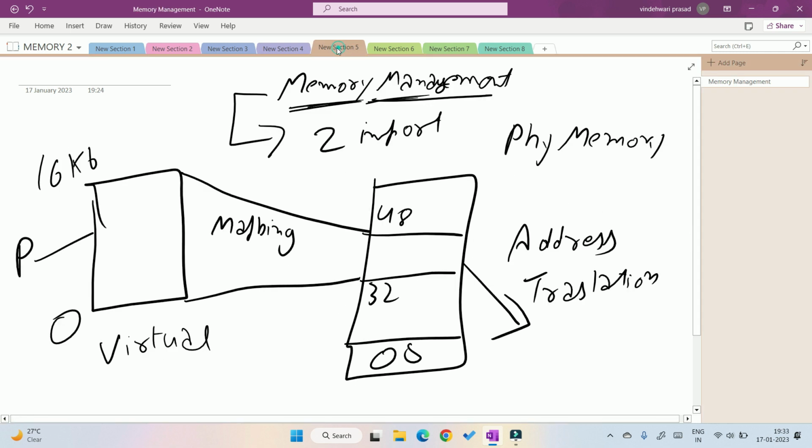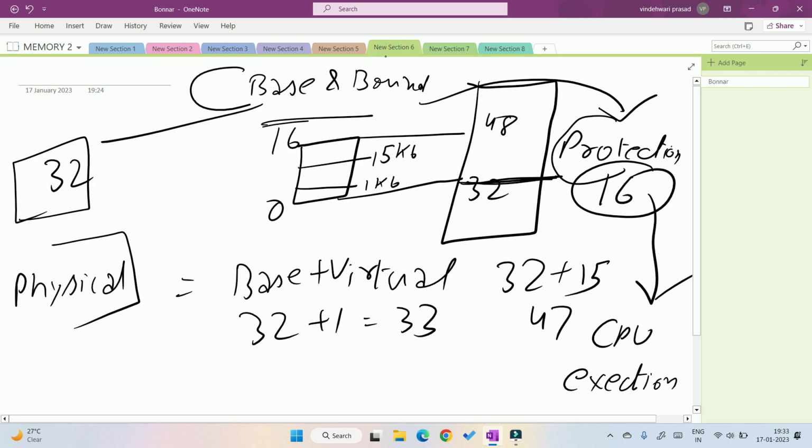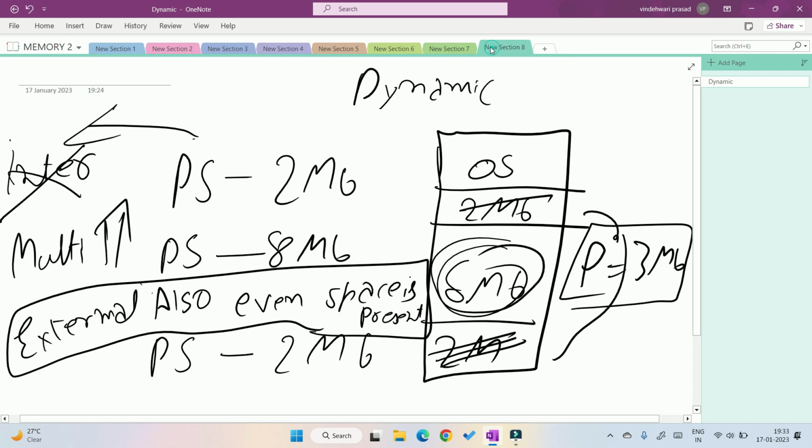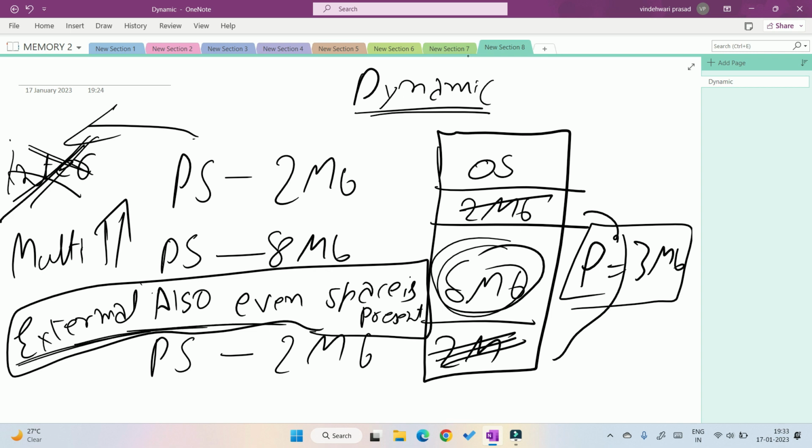Once again we revise it. We started with memory management and address translation. The mapping is called address translation. This happens with the help of the base and bound technique. Then we saw fixed partition, where internal fragmentation, fixed multi-programming, and external fragmentation problems happen. Then we saw dynamic, where the internal fragmentation problem is not present and multi-programming increases, but external fragmentation is present, because even though the space is present, it is not present at a continuous level, so the memory is not given to the process. So these are the problems of dynamic partitioning.